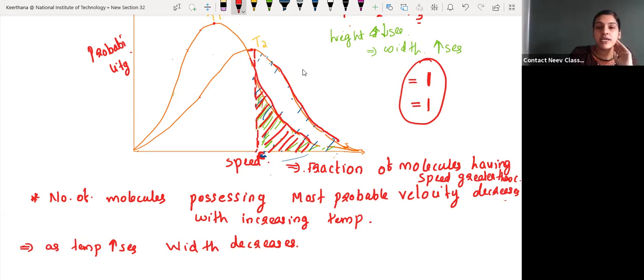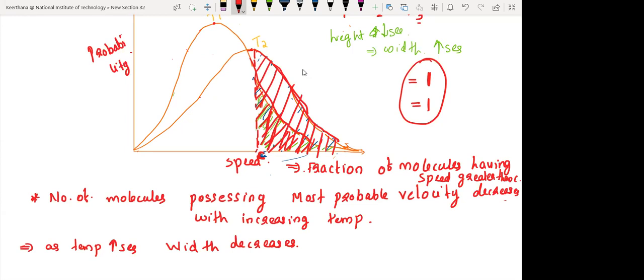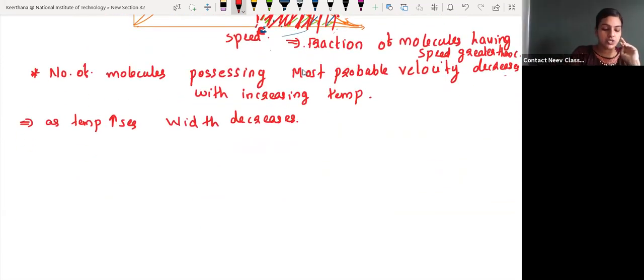Okay, so if you are taking the first curve, the area was this, right? And if I'm taking the second curve, the area is this, up to the bottom. So which area is higher, for the T1 curve or for the T2 curve? The T2 curve. So as temperature increases, width increases, since height is decreasing, width should increase, no? So as temperature increases, width increases.